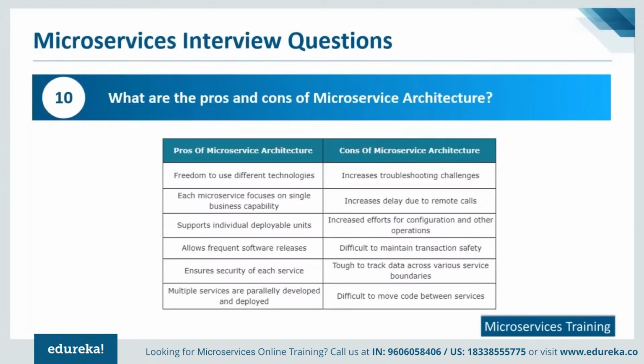Tough to track data across various service boundaries. Yes, again, individuality may not always be good, so this can be a drawback. And difficult to move code between services, but that is not needed in most cases, so that is not a problem here again. So these were some of the cons and the pros which we already discussed. So let us move further and take a look at the next question.